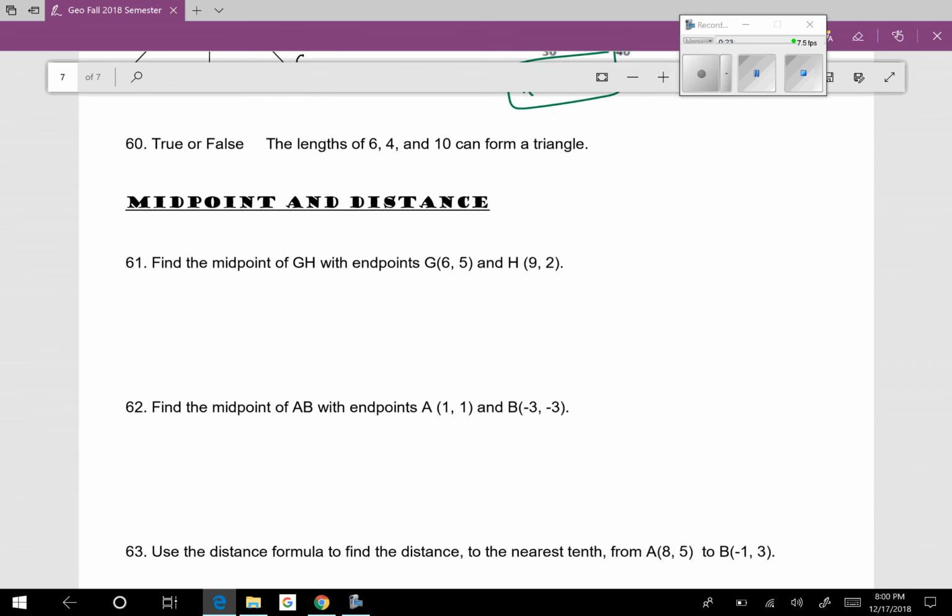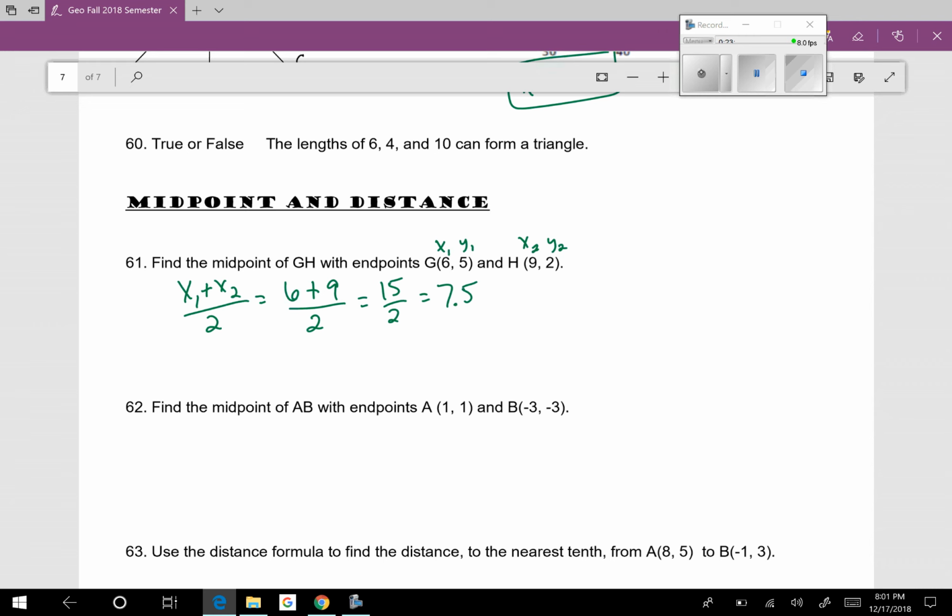Okay, midpoint and distance. It says find the midpoint of GH with endpoints G (6, 5) and H (9, 2). To do the midpoint, you add your x's and you add your y's and divide them by 2. To find our x coordinate, I'm going to take x1 plus x2 and divide by 2. So we have 6 plus 9 divided by 2. 9 plus 6 is 15, and if you divide that by 2, you get 7.5. So this is our x value.